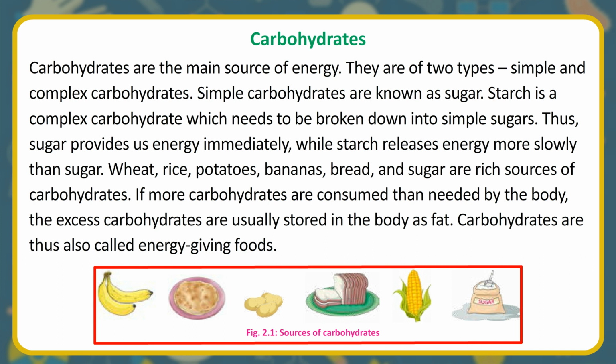Wheat, rice, potatoes, bananas, bread, and sugar are rich sources of carbohydrates. If more carbohydrates are consumed than needed by the body, the excess carbohydrates are usually stored in the body as fat. Carbohydrates are thus also called energy-giving foods.